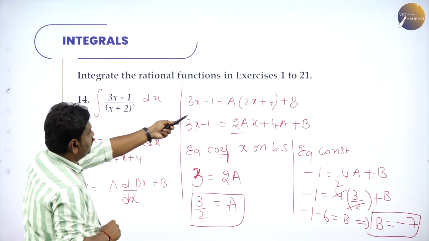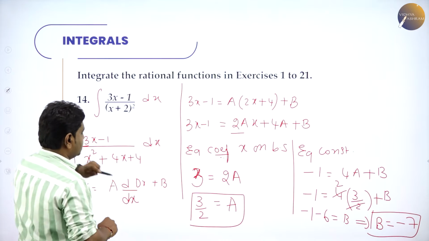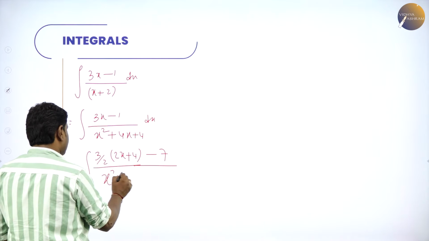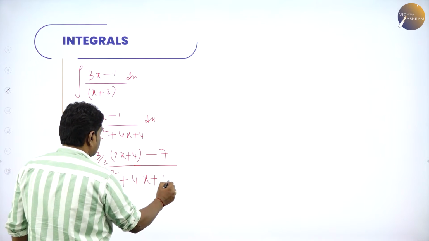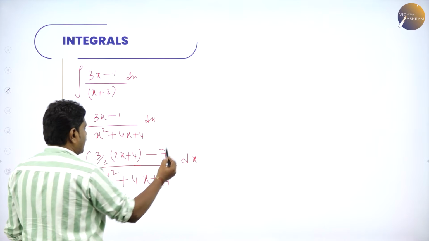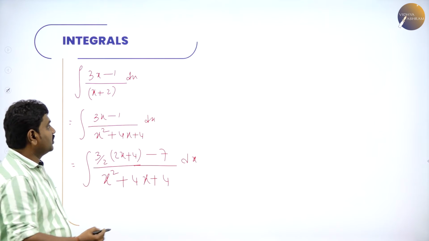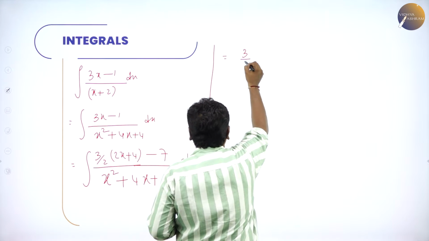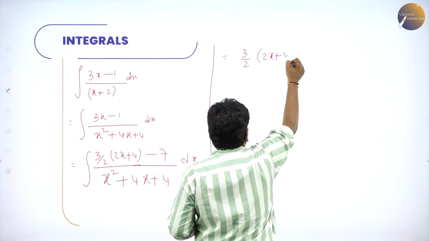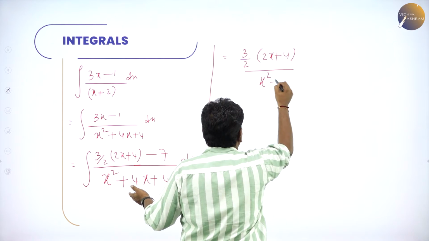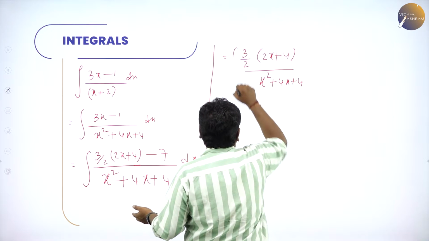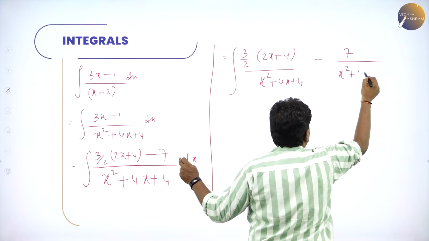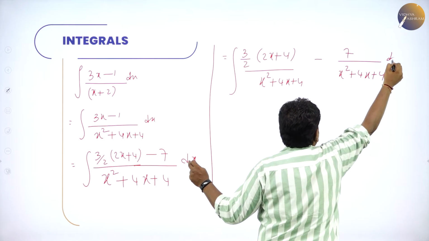Refer this, derivative of a into denominator plus b. What is b? Minus 7. So divided by x square plus 4x plus 4 dx. Now I can simplify this. So I can write this problem as what? I can split this as 3 by 2, 2x plus 4 divided by x square plus 4x plus 4 integration. In between we have minus 7 divided by x square plus 4x plus 4 dx.